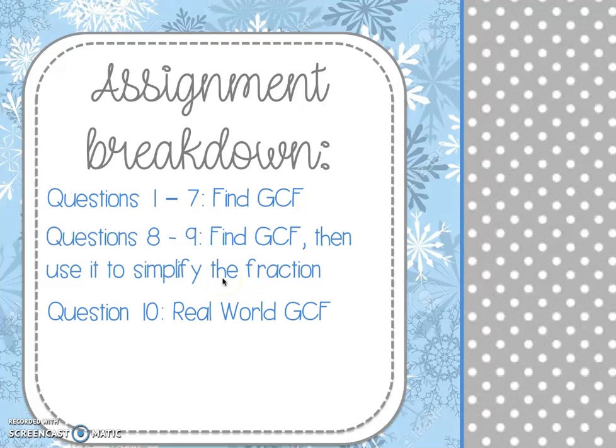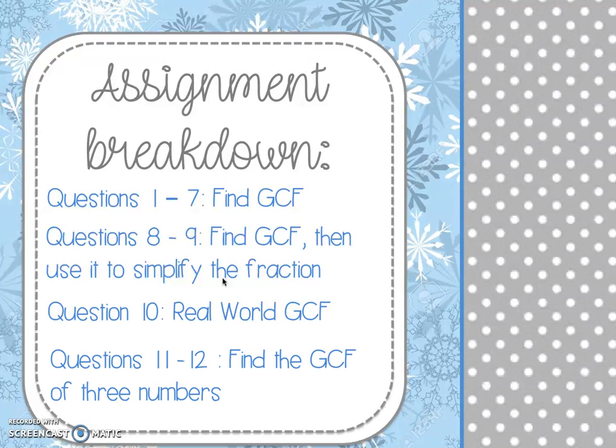Question 10 is a real-world greatest common factor problem, so just read it, figure out what your two numbers are, and find the answer. And then your last two, 11 and 12, are where you have to find the greatest common factor of 3 numbers. We did some examples like this in class. It's the exact same process, except when you go to find what they share, you have to look and see if all 3 numbers have that in their prime factorization.